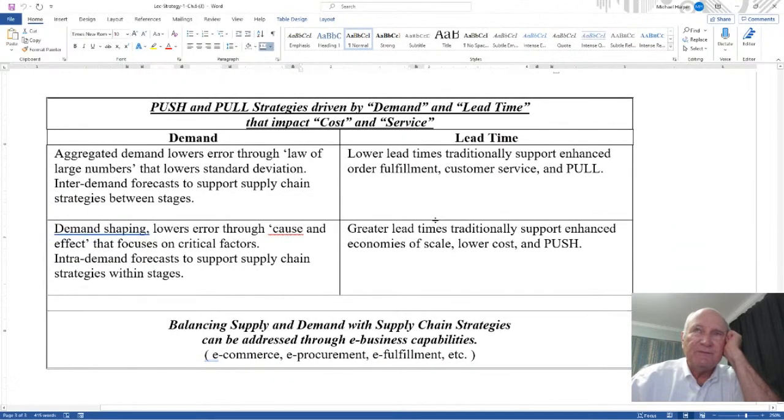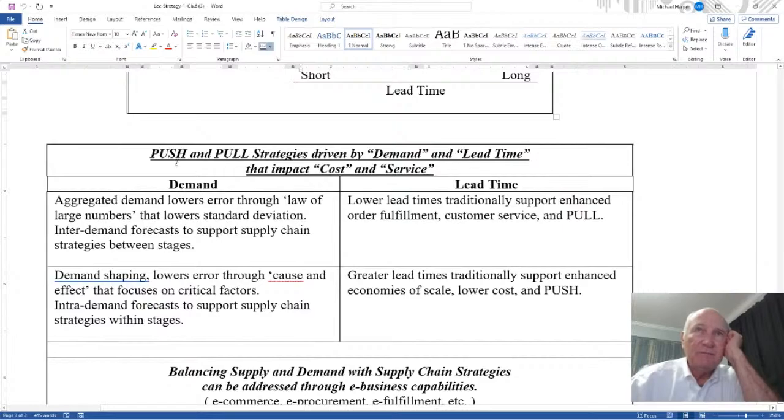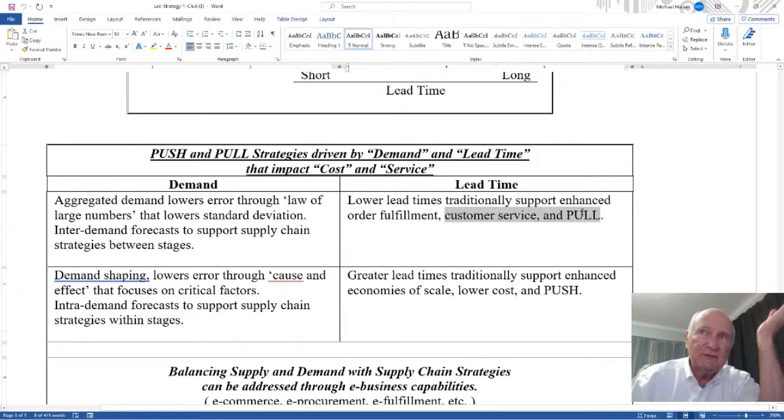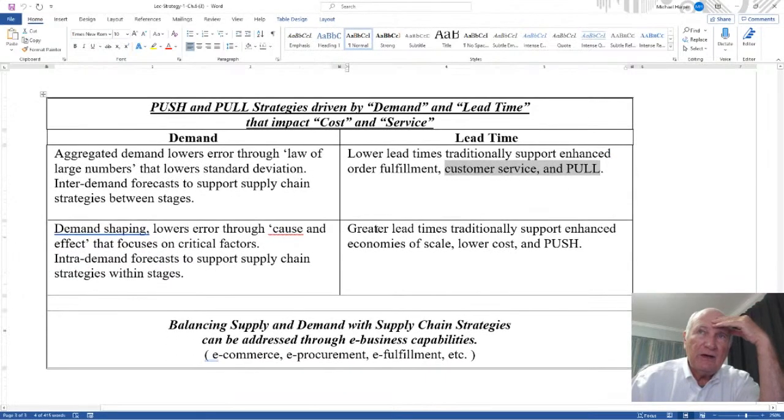So the different factors here for demand and lead time: push-pull strategies driven by demand and lead time that impact cost and service. Well, for lead time, the lower lead times traditionally support enhanced order fulfillment. Logically, because with lower lead times you can satisfy the order quicker. But also because the lead times are shorter, it's usually enhanced customer service, and that leads you to a pull system. Greater lead times traditionally support enhanced economies of scale, because then you can have larger inventories and drive down the cost, lower cost, and that indicates a push system.